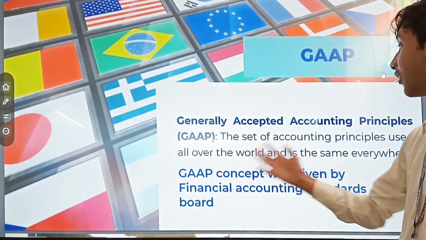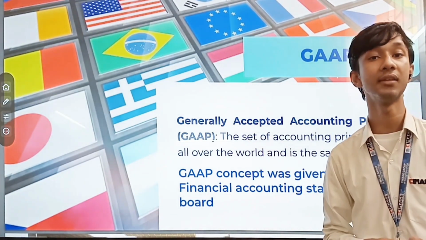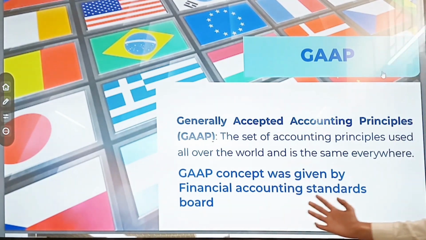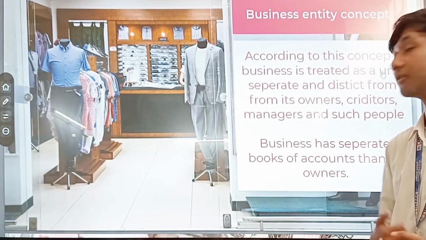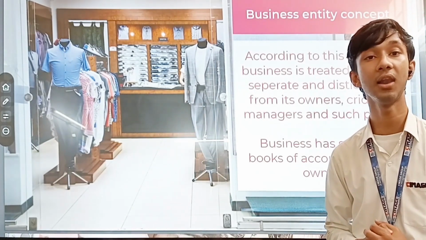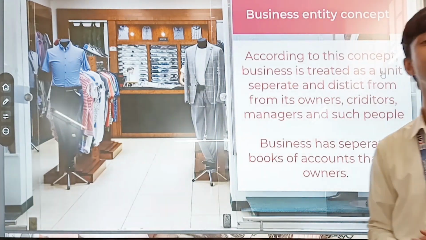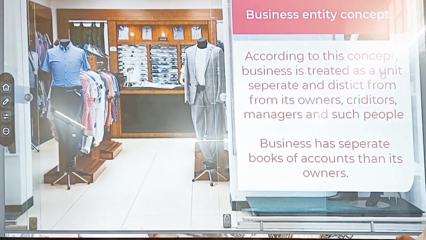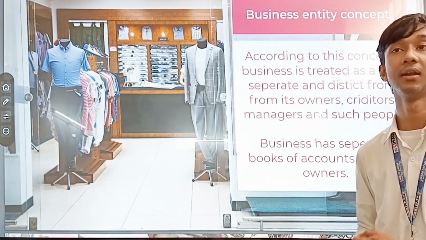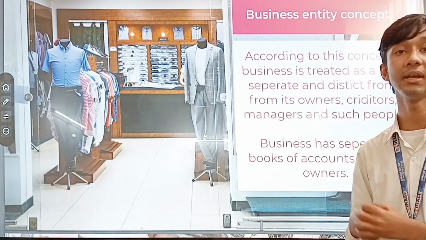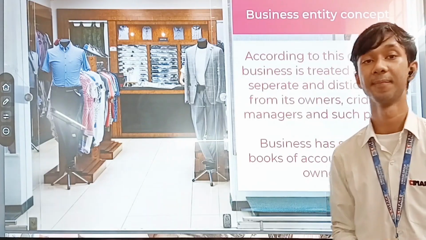Next, what are generally accepted accounting principles, also known as GAAP? GAAP are the set of rules given by the Financial Accounting Standards Board. These rules are used worldwide by all accountants and are common for all of them. Coming to the first principle, that is the business entity concept. This concept says that the business and its owner are not the same thing. They are completely different beings and the business has its own separate legal entity.